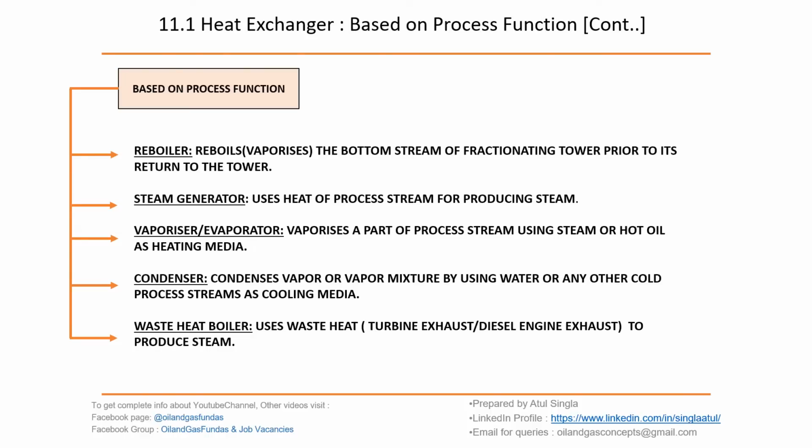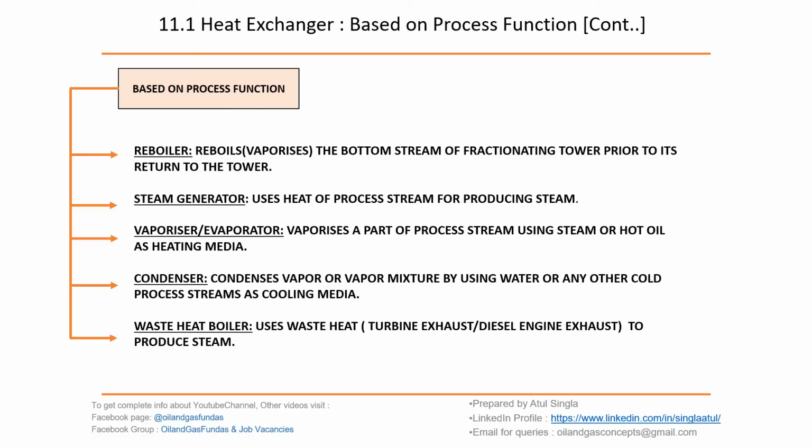Similarly, these are the five other exchangers based on process function only. Reboiler reboils, vaporizes the bottom stream of the fractionating tower, which we have already discussed in fractionating column part. Steam generator uses heat of process stream for producing steam. So based on this criteria, we call it steam generator. Vaporizer, evaporator, which vaporizes a part of process stream using steam or hot oil medium. So based on this we are calling it vaporizer.